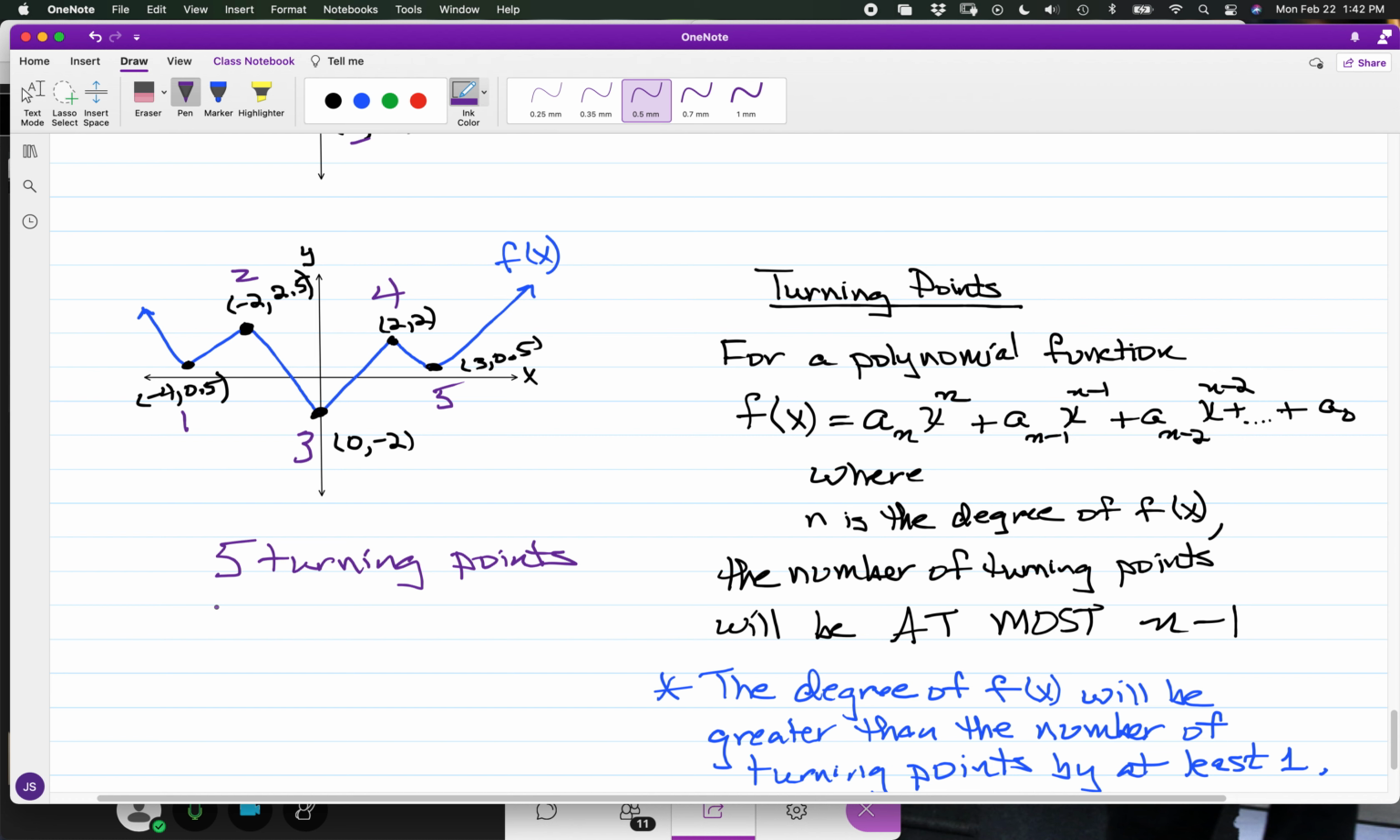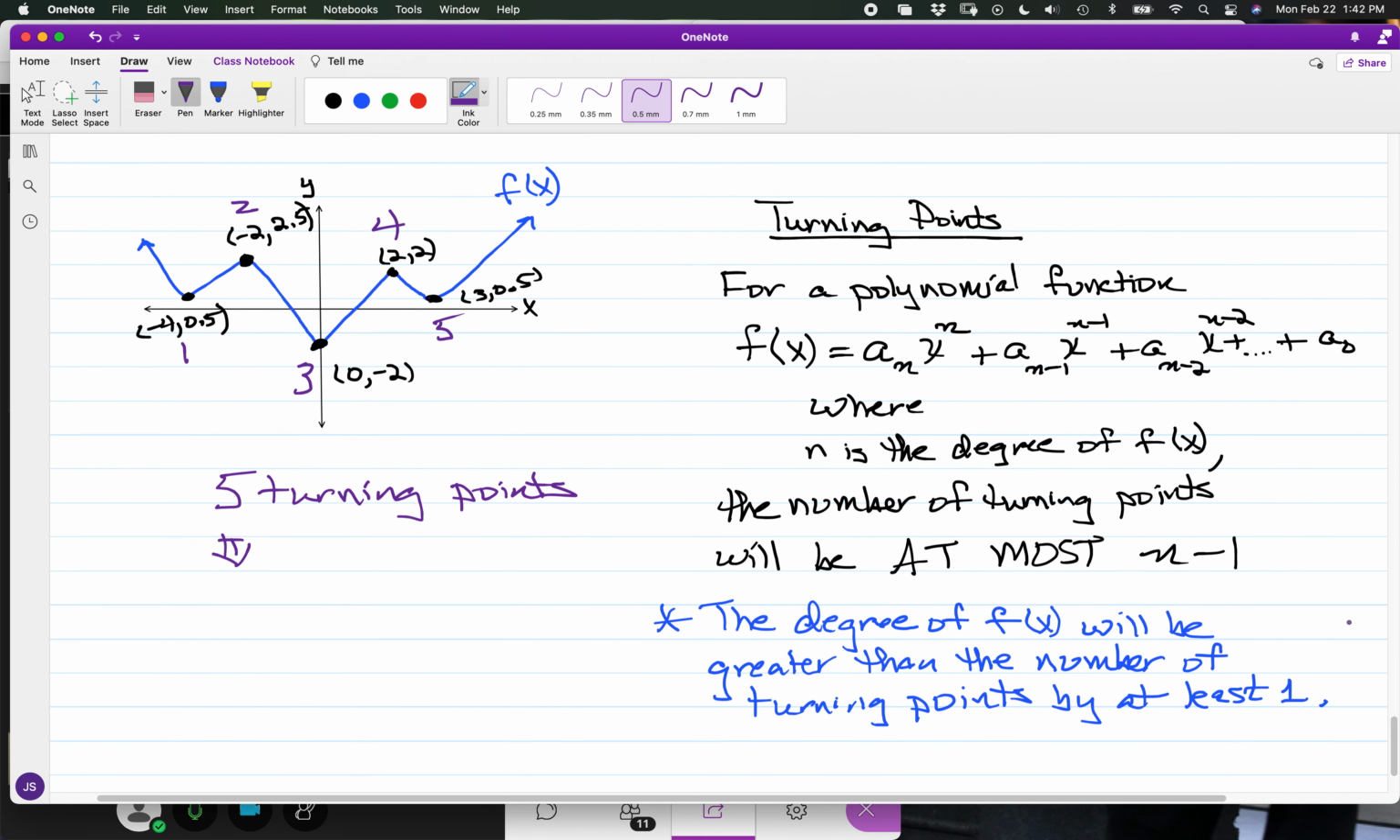And with 5 turning points, this is going to signal what the degree of f of x could be. The number of turning points will be at most 1 less than the degree of the function. If we have 5 turning points, then the minimum degree of the function will be 6. But it could also be 8, it might be 10, or some other higher even number.